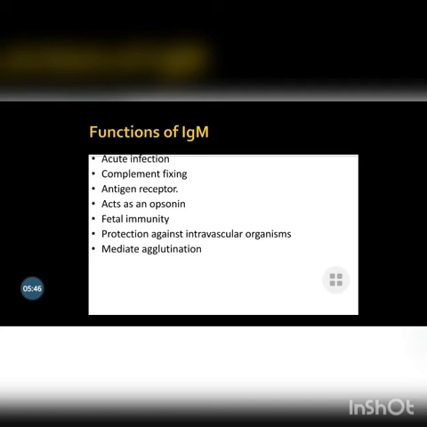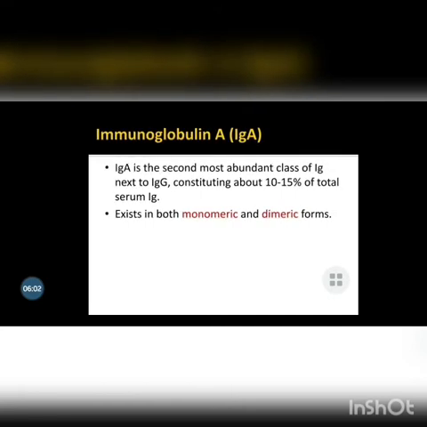So the functions of IgM include its presence in the acute infection. It also helps in complement fixing. It acts as an antigen receptor. It acts as an opsonin. It helps in fetal immunity. It helps in the protection against the intravascular organisms, and it is also known to mediate agglutination.